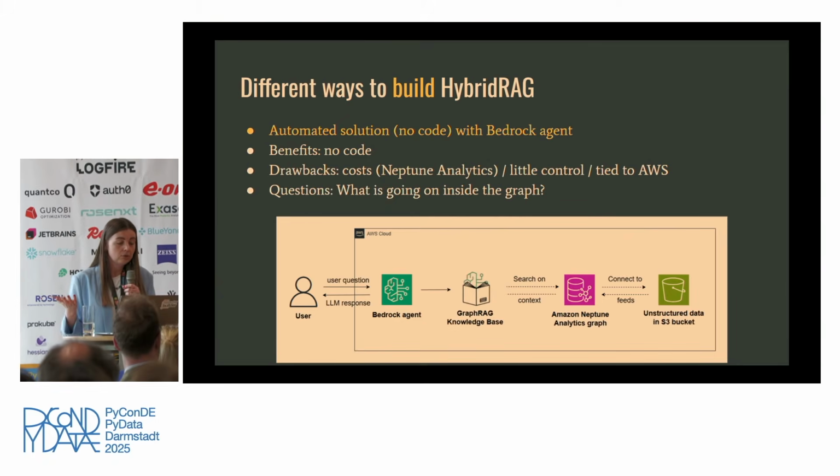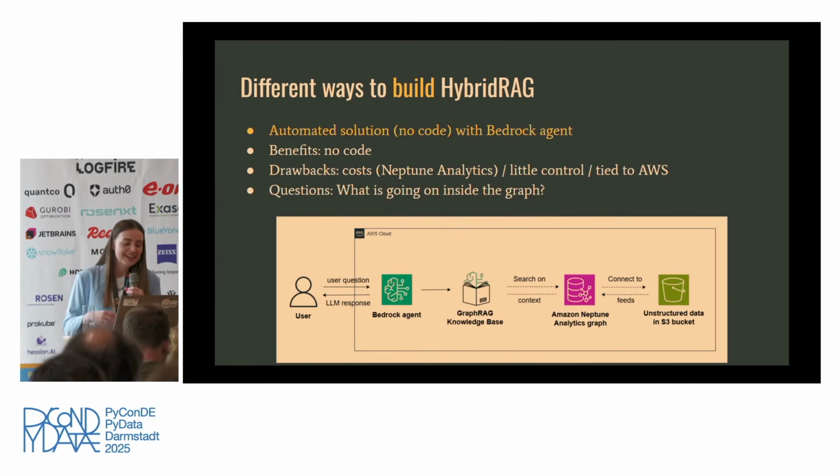Also, recently AWS introduced an automated, no-code, quick way with Bedrock Agent to have GraphRAG. I decided to try it. The benefit here is you don't have to write any code. You can do it quickly. You just create a knowledge base, connect it to Bedrock Agent, and you can ask your questions. So just a several-click setup and you have your HybridRAG, or should I say GraphRAG?